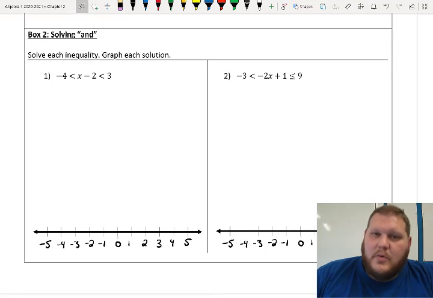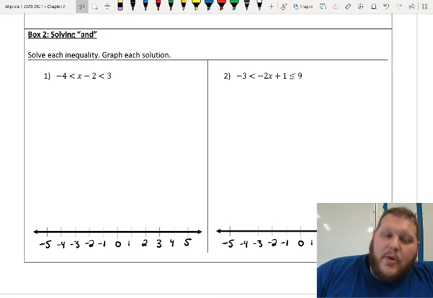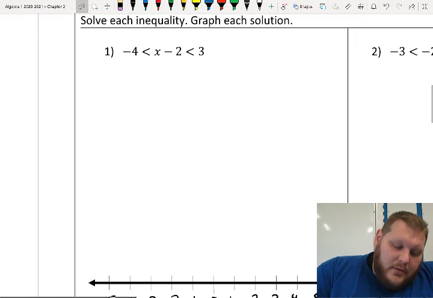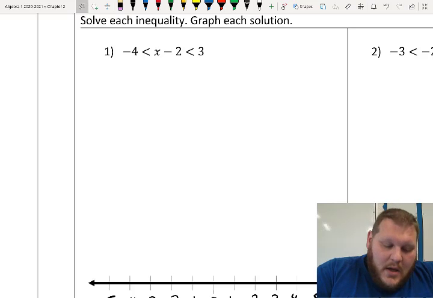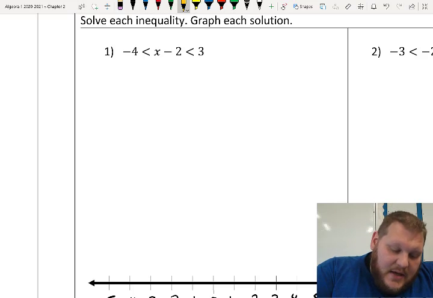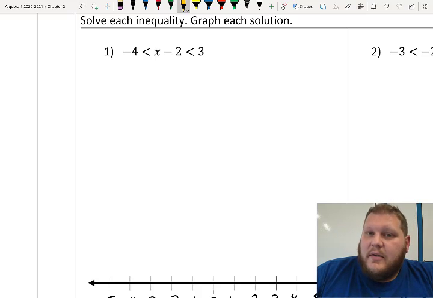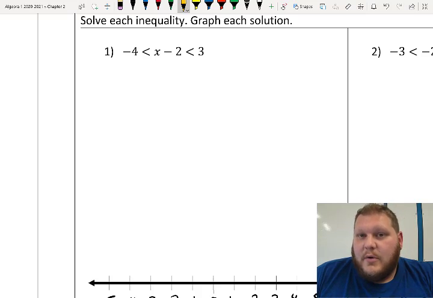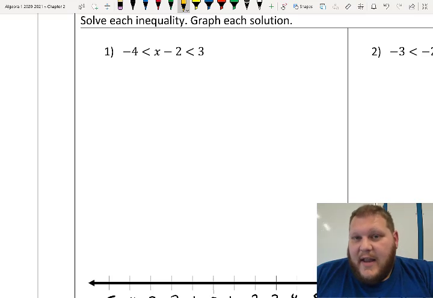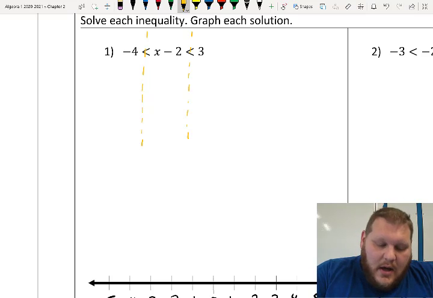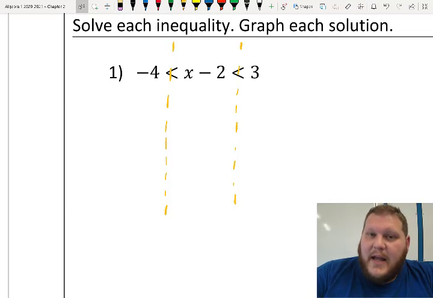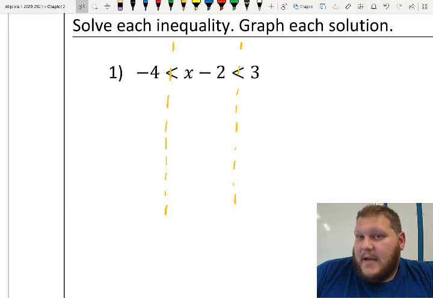If we take a look at box 2, it's just working on solving an AND problem. Looking at number 1 here, we're trying to solve -4 is less than x minus 2 is less than 3. Now this is the part that gets to be a little bit funky, because in a normal inequality, if we're solving for our variable, what you add on the left side, you also have to add on the right side, or vice versa. But in this case, because we have two different inequalities, we kind of have three different sections of my inequality. I have my left and I have my right, but I also have this middle section now.